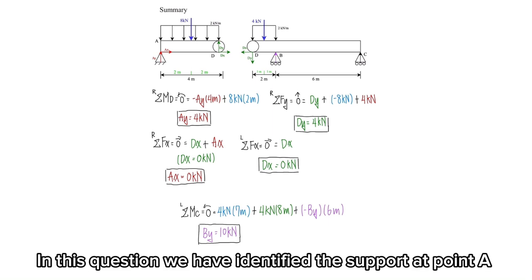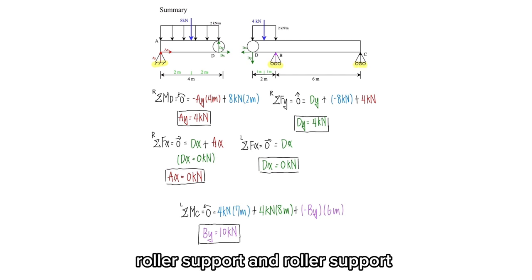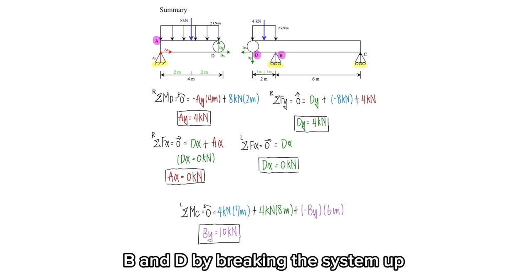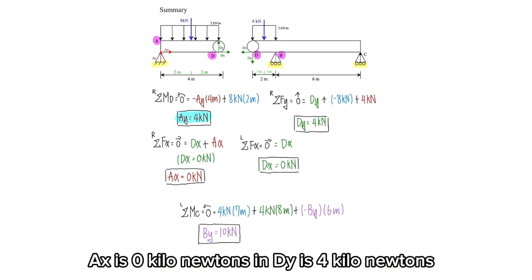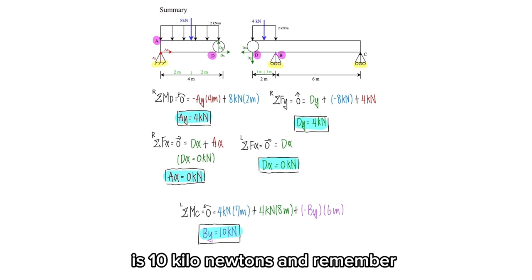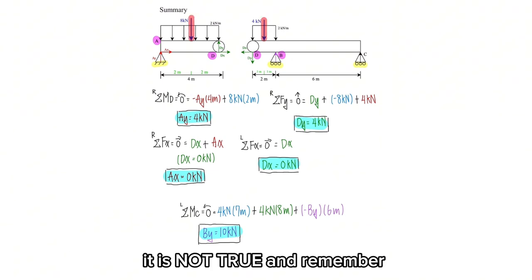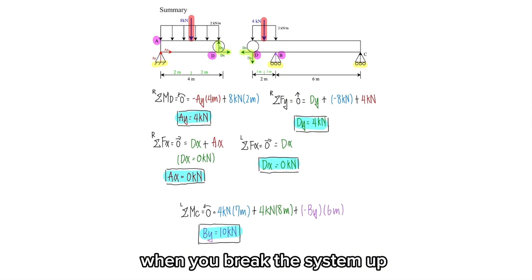In this question, we have identified the supports at points A, B, and C: pin support, roller support, and roller support. We have also found the reactions at points A, B, and D by breaking the system up, where AY is 4 kilonewtons, AX is 0 kilonewtons, DY is 4 kilonewtons, DX is 0 kilonewtons, and BY is 10 kilonewtons. Remember, don't calculate the point load before breaking the system. It is not true. And remember, the forces are equal in magnitude but opposite in direction when you break the system up.